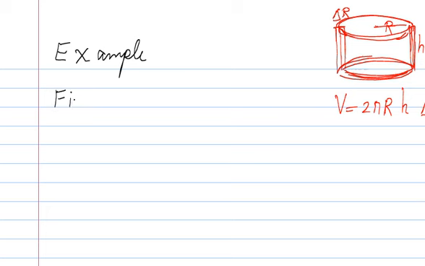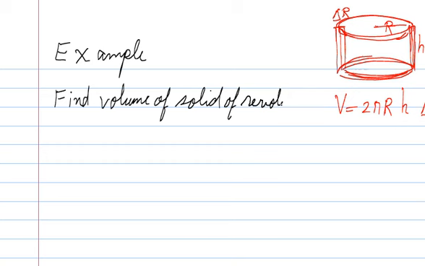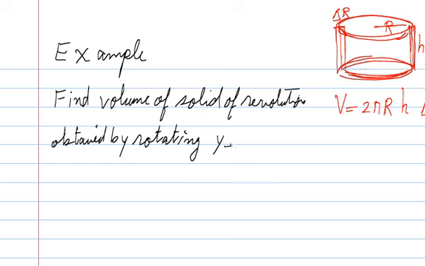Find the volume of the solid of revolution obtained by rotating y is equal to x squared, x between, say, 0 and 2, about the y-axis.